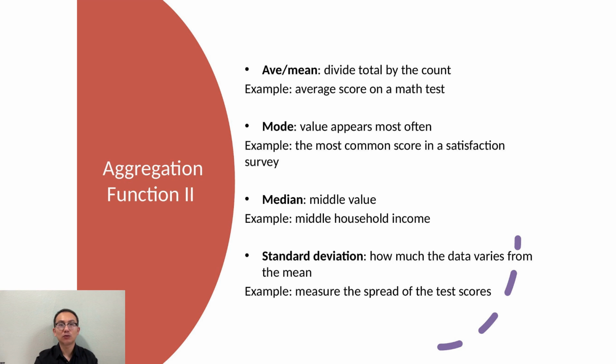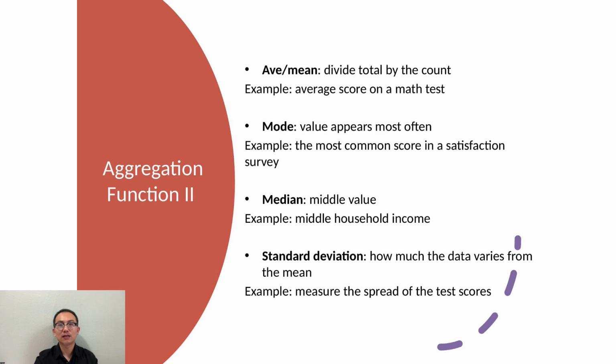Mode tells you the most frequent value in a column. For example, you run a customer satisfaction survey with ratings from 1 to 5. If most people gave a score of 4, then mode equals 4. This tells you what customers are most commonly experiencing. Median is the middle value when the data is sorted. For example, if household incomes are all over the place, from $20,000 to $1 million, the median helps avoid being skewed by extreme values. It shows what a typical household earns.